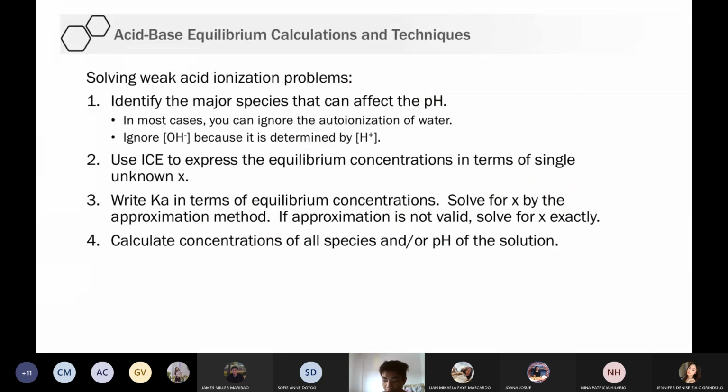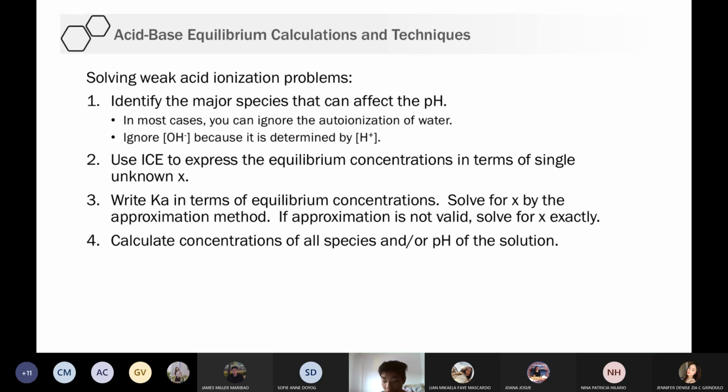Okay. Ngayon, kunwari, tanong, determine or calculate for the equilibrium concentration of H+. Ano ginagawa natin? Gagamit tayo ng ice table, di ba? Na-discuss na yan for sure. So, ano yung ice table? It will tell us the changes sa concentration as the system tries to achieve equilibrium. Identify mo muna yung mga species that could affect the pH, then you construct your ice table.